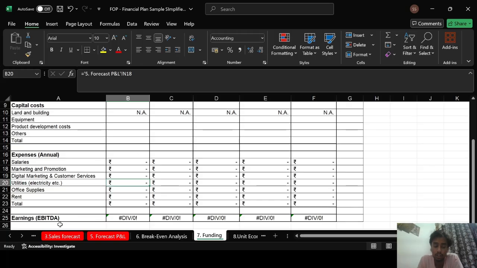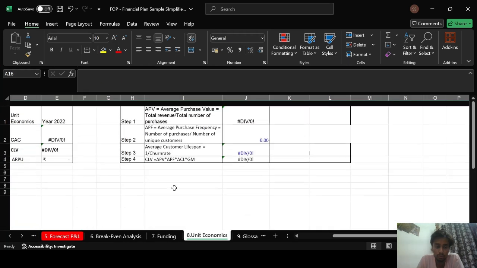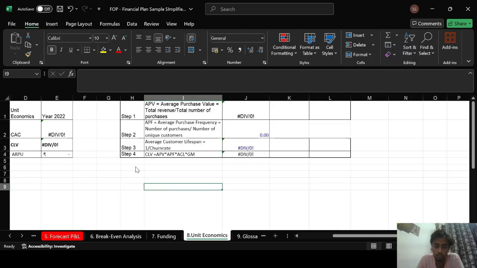EBITDA will show us the earnings that we will be incurring before the tax deduction and other things. Okay, so this is the unit economics sheet. It will show us the economics behind each unit. So yeah, that's it about the cost structure.